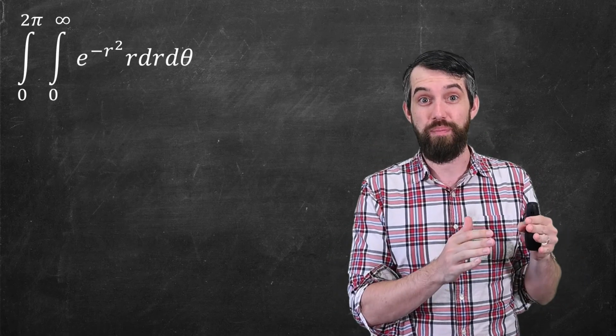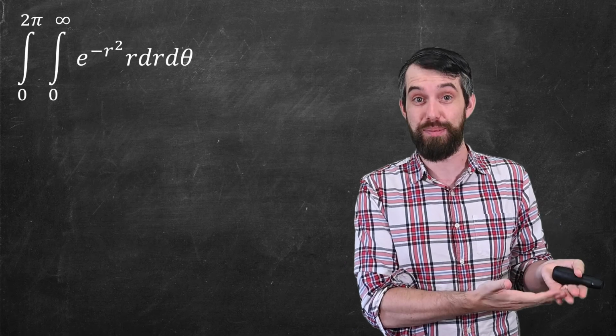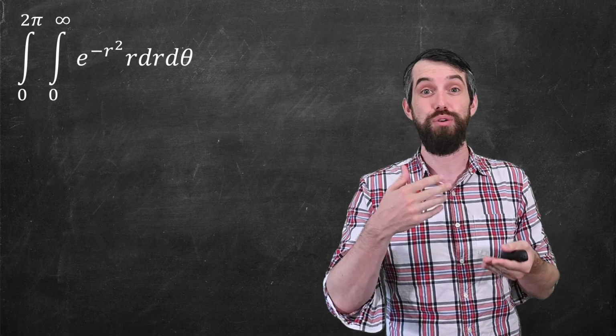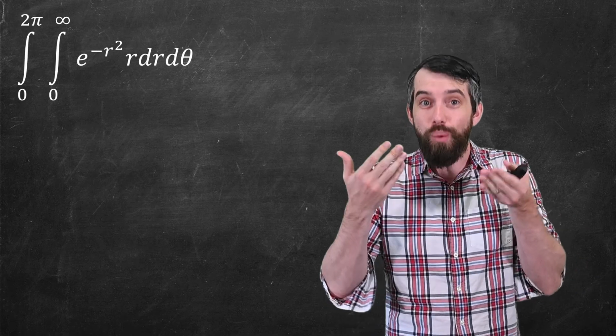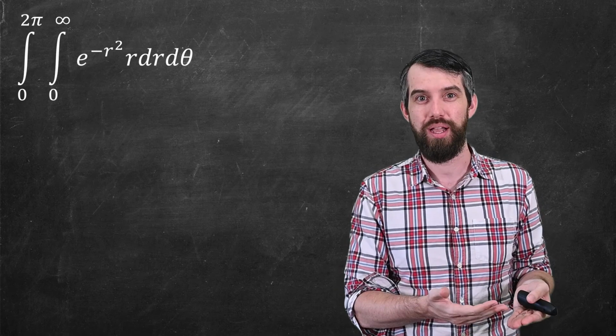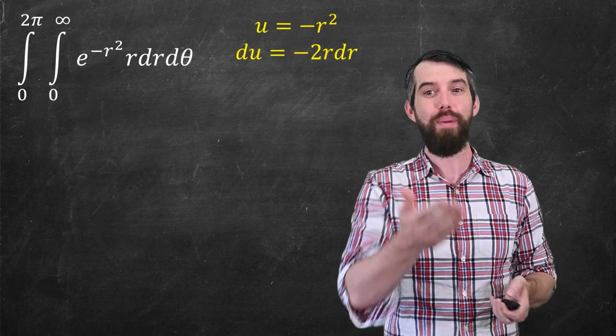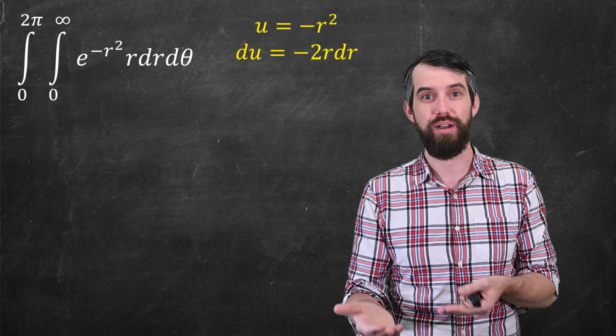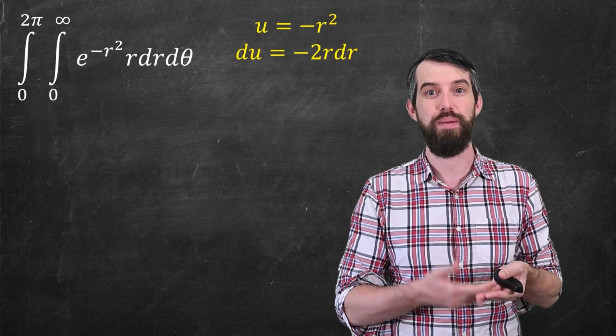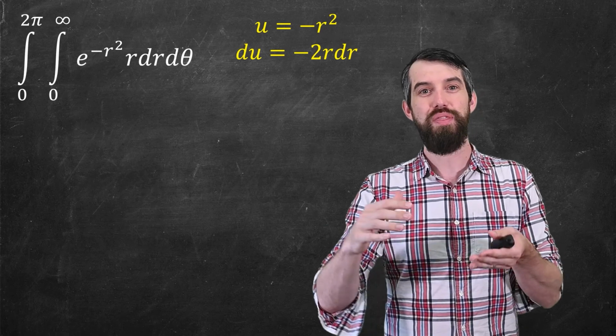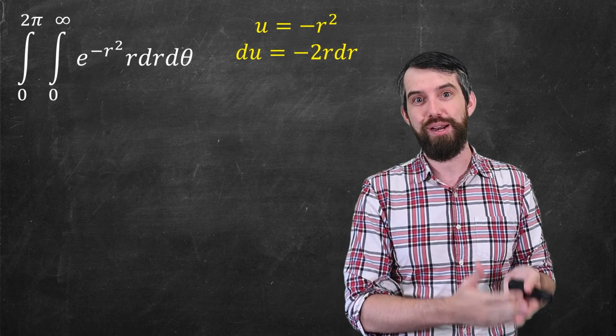Previously, I had a problem because of the issue that I couldn't do a u substitution. If you tried to make u equal to minus x squared, there was no x to be the du. But now I have such a thing. So I'm going to set my u to be minus r squared, in which case my du is going to be minus 2r dr.